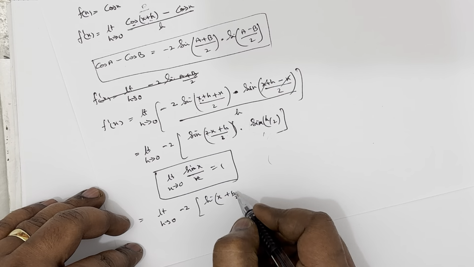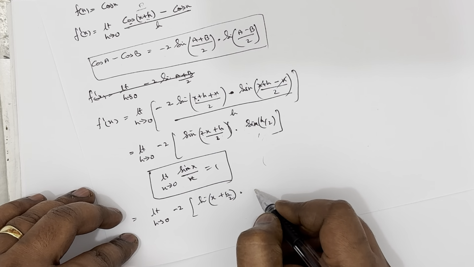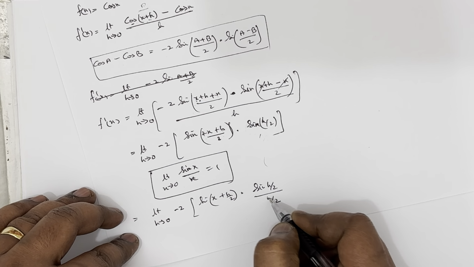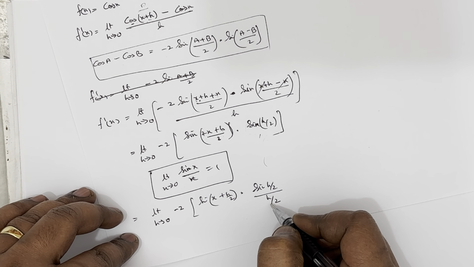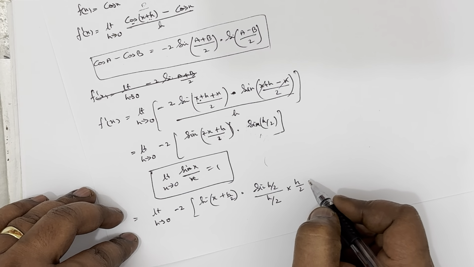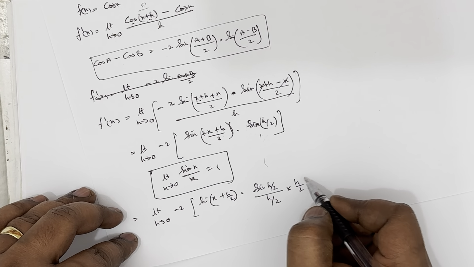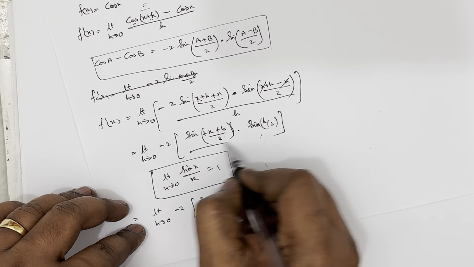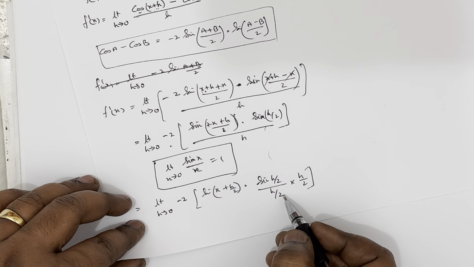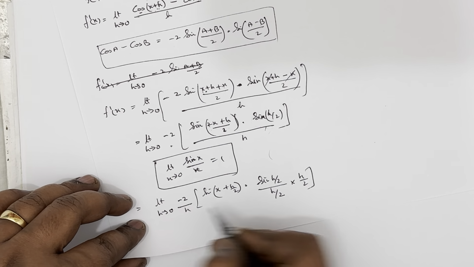Multiplied by this will become sine h by 2 upon h by 2. So when we are multiplying and dividing by h by 2 here, to balance it we multiply by h by 2 here also. Now we have an h here. Let's bring this h out.